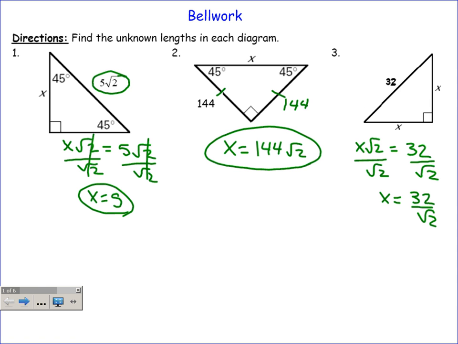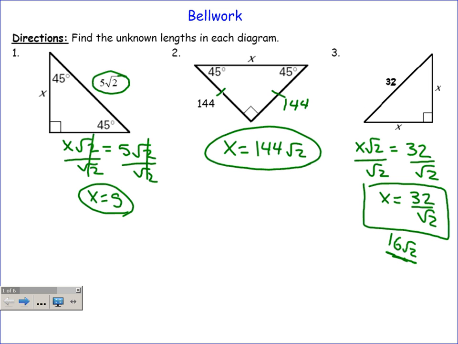At some point I will. I'm not sure when I'm going to do that, but I'll do it before your test. Show you the proper way of writing these, because this is not the proper way of writing it. The correct answer is actually 16 times the square root of 2. It's kind of a mess, but I'll show that to you at a later date. For right now, this is going to be the correct answer for us.